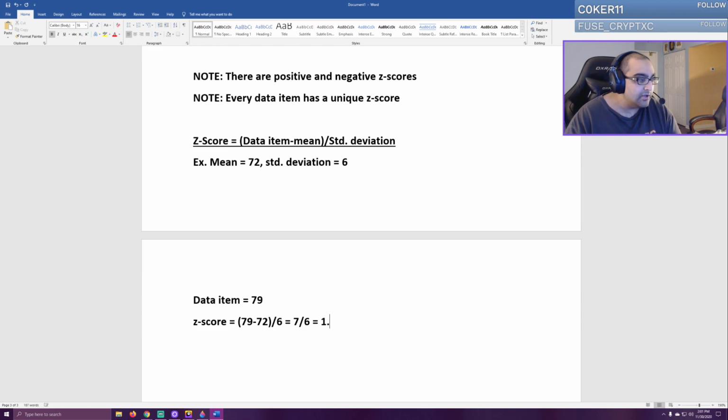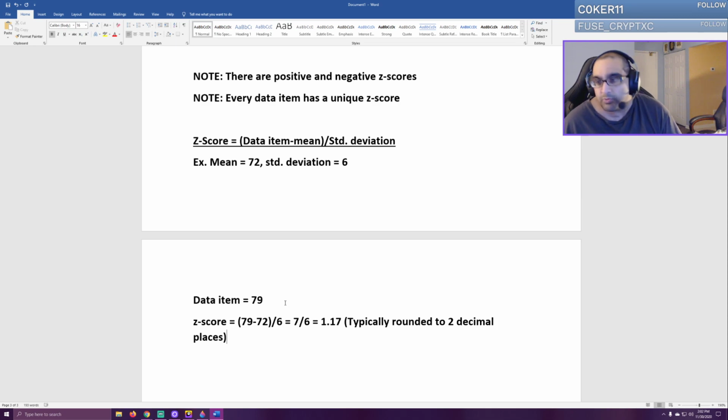And so that's 1.17. Again, you can round. Just to make a note for you guys, it's typically rounded to 2 decimal places. This is for the homework, just as a good side note. When you try the homework, it'll usually reference 2 decimal places, and that's pretty much what they're going to ask you to do.